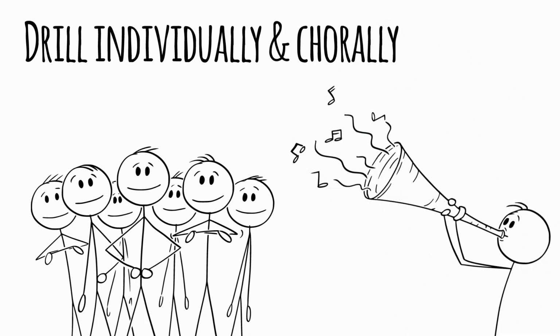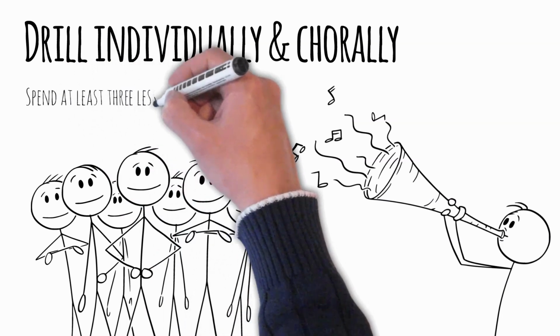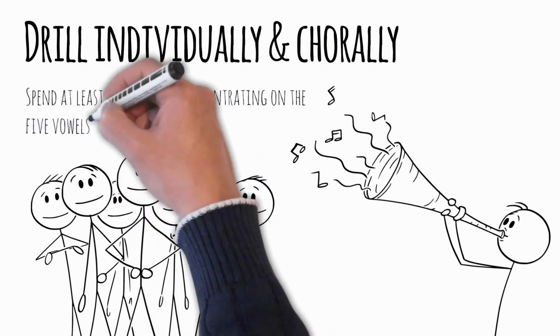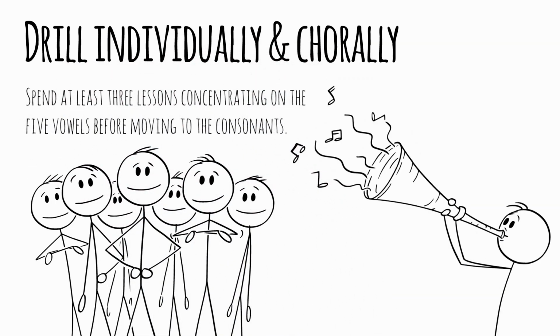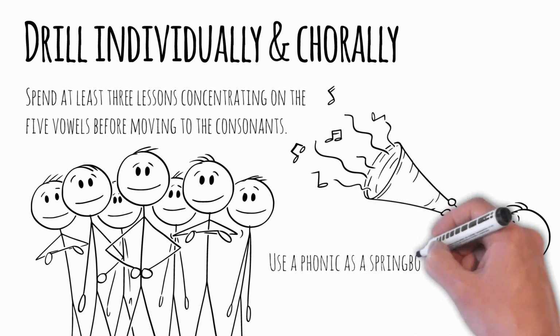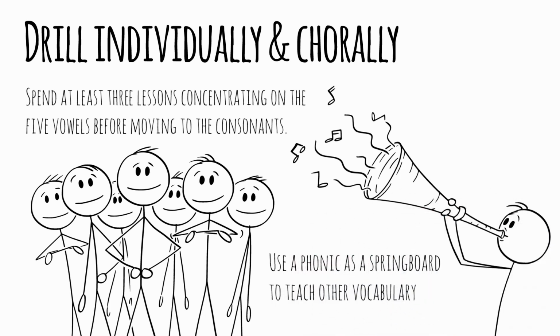Before moving to the consonants, spend at least 3 lessons concentrating on the 5 vowels. Use games and activities with your class to help your students familiarize themselves with these letters and the related vocabulary. Use a phonic as a springboard to teach other vocabulary, for example, aunt and album. Use flashcards showing other nouns.